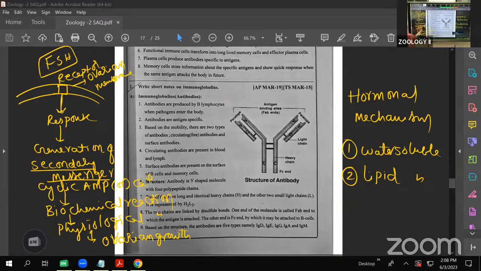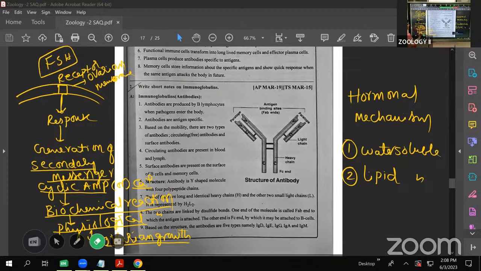Immediately the second messenger is generated. That is called cyclic AMP or calcium ions. After that, the second response will occur: the biochemical reactions. After that, physiological reactions form. With that, the result is ovarian growth and development. This is the first one, how water soluble hormones enter and function. Next, the second.